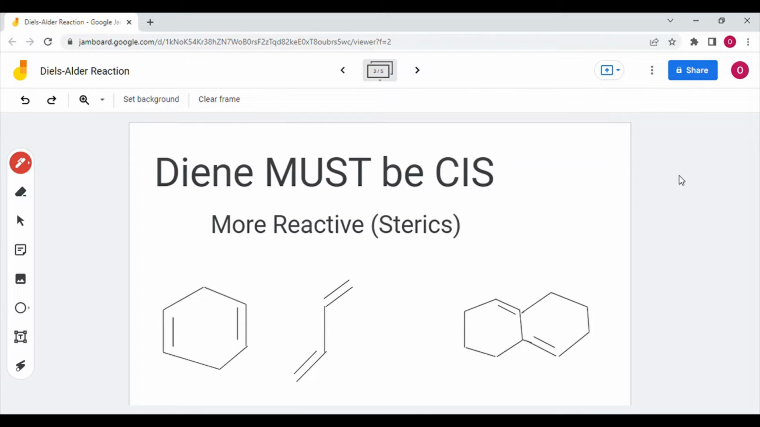So something very important about the diene in the Diels Alder reaction is that it must be cis. And the reason for this is that if it is in the cis conformation, and remember cis means on the same side, then it is more reactive because of sterics. In other words, having the two double bonds closer to one another will make it more reactive, thus leading to the formation of the Diels Alder product. So as you can see down here, try to identify which diene is cis and which one cannot be used in the Diels Alder reaction.